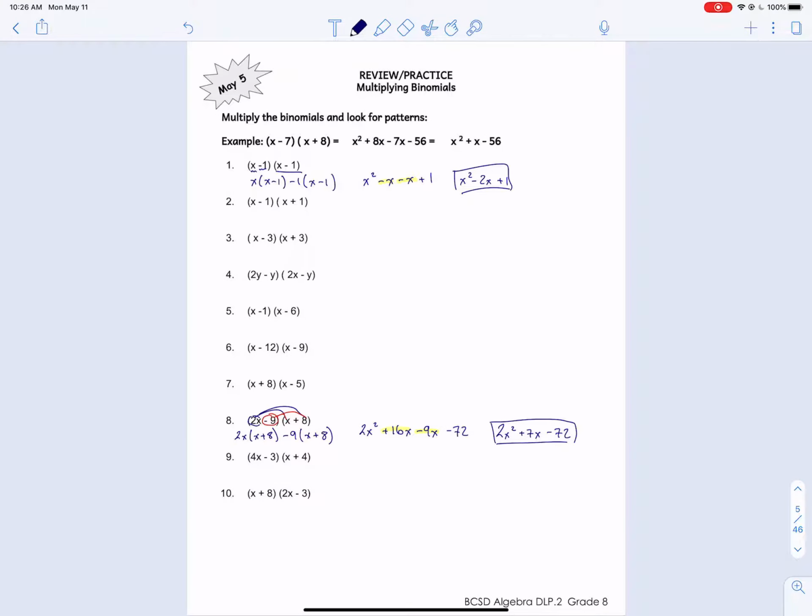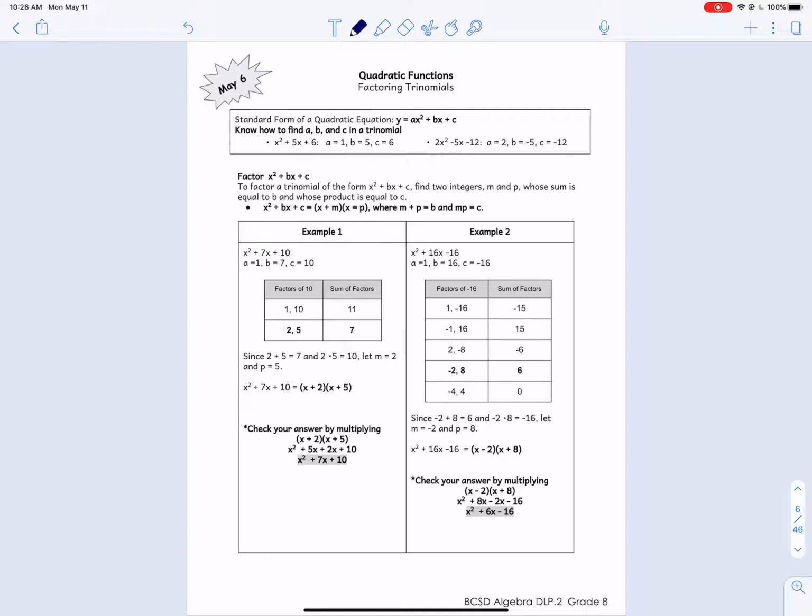All right, and that's all for the first day. So these are a lot shorter than before. Again, we'll just cruise through a week so that you can go back and check your work. So continuing with quadratic functions, factoring trinomials this time.